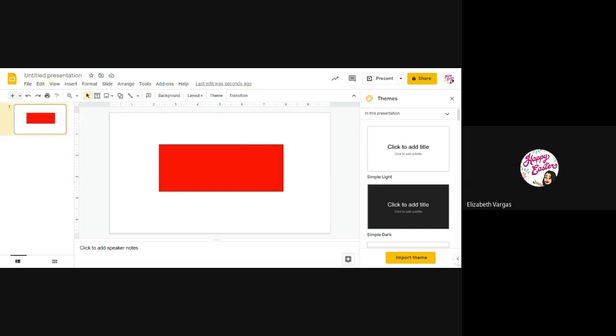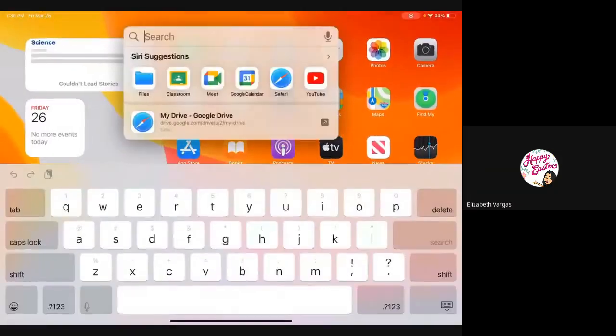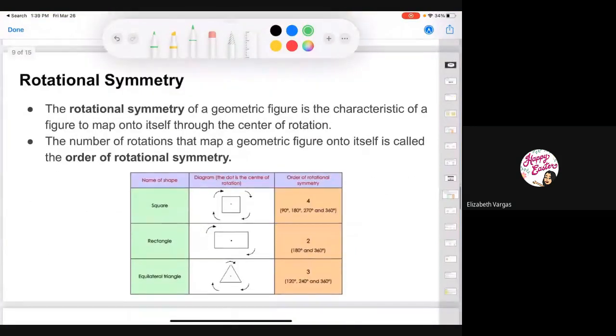Okay, let me go back, share my. Okay, so rotational symmetry. The rotational symmetry of a geometric figure is the characterization of a figure to map onto itself through a center of rotation. So that's basically what we just discussed. The number of rotational symmetries that a figure has is actually called order of rotational symmetry. So the other one was called fold of reflectional symmetry. This one's order of rotational symmetry.